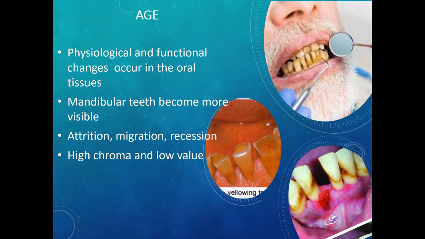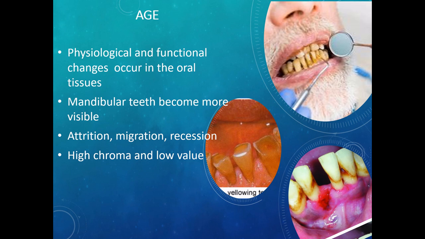Coming to the third factor, that is the age of the patient, which is very important in teeth selection because of the physiological and functional changes that occur in the oral tissues. Now we know that as the patient ages, the mandibular teeth become more visible, and there can also be phenomena happening like attrition, abrasion, migration, gingival recession, etc. So to replicate attrition, we can simply grind off the incisal edges, whereas selecting a longer tooth, contouring the wax and positioning the tooth properly can reproduce recession.